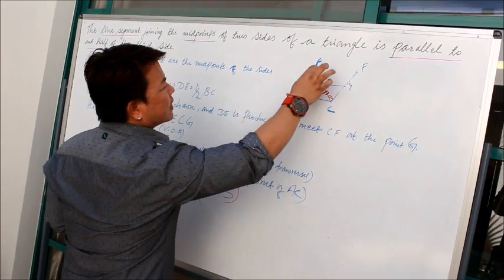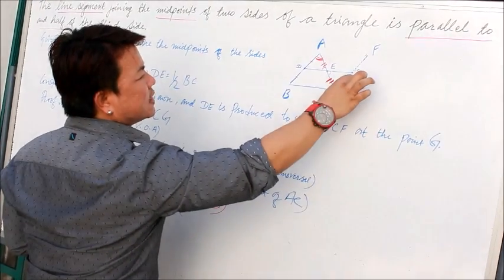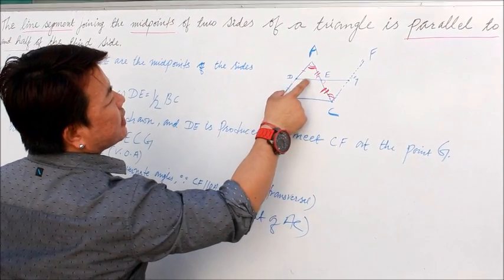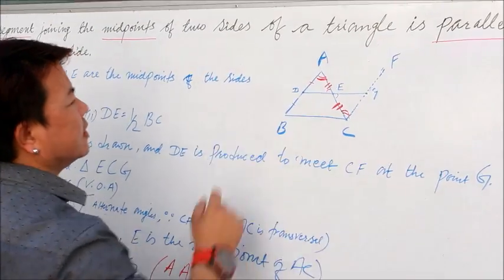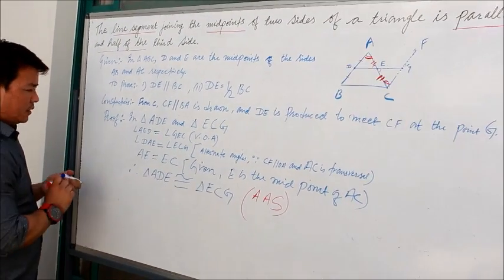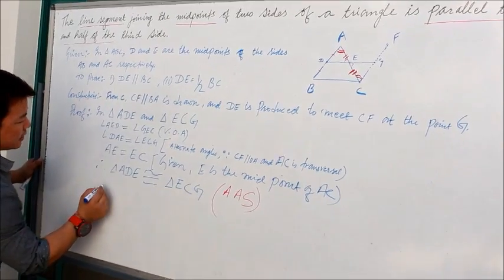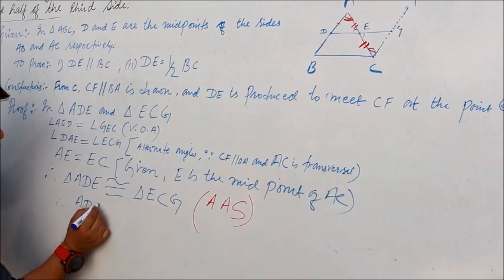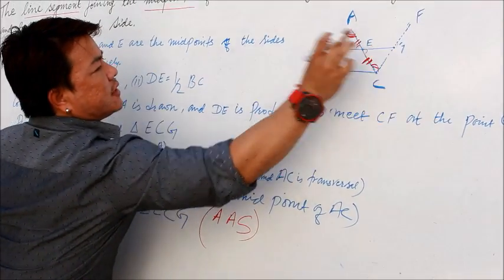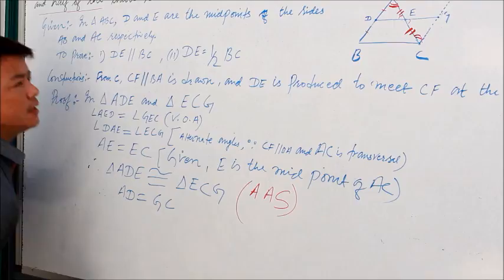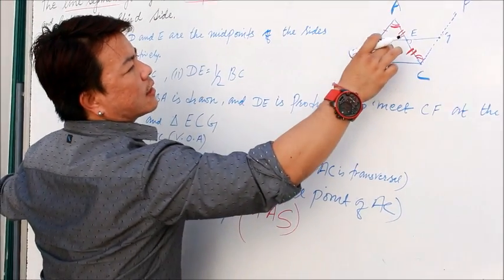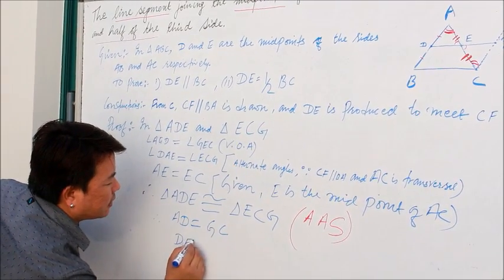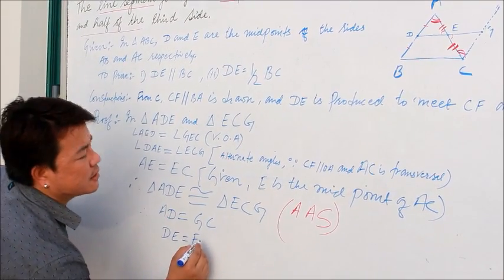We can say here that AD is equal to GC, and DE is also equal to EG. Okay, we write now. Therefore, AD equals GC. And another one, DE is equal to EG.